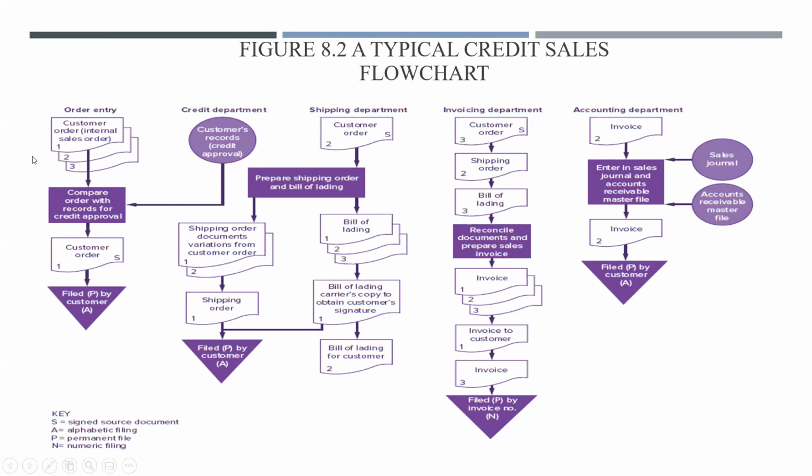Okay, so in the ordering step, what is the most important document? Customer order, sales order. Customer order here. Okay, the most important document seems to be the customer order. Because today we are talking about the control. Can you tell me what are the necessary controls in this step?